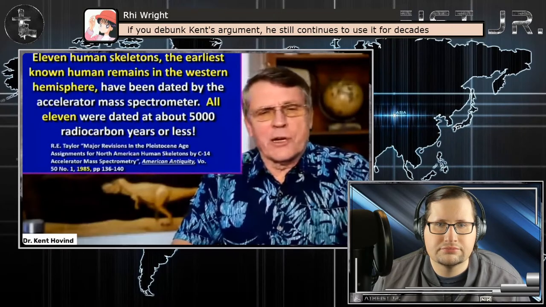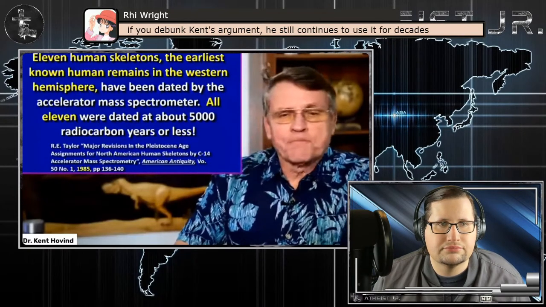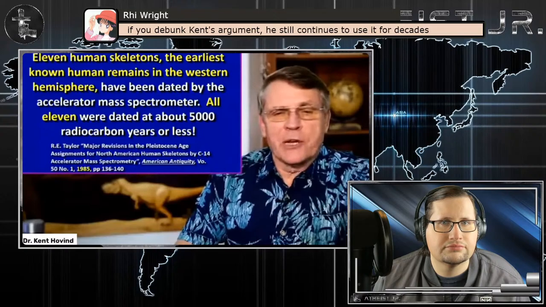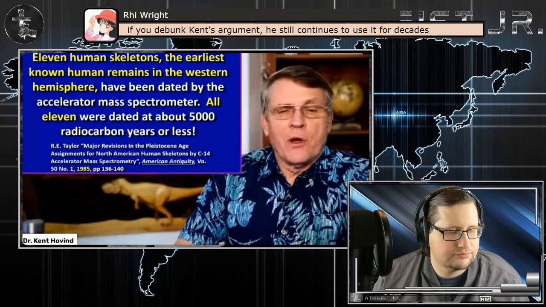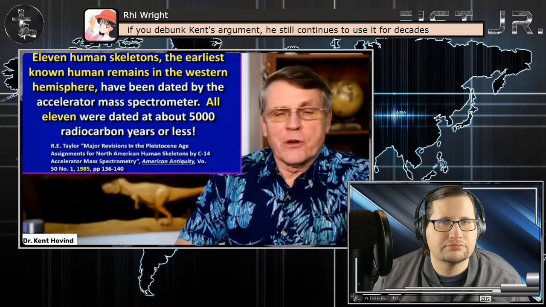11 human skeletons, the earliest known human remains in the Western Hemisphere, have been dated by accelerator mass spectrometer. All 11 were dated about 5,000 radiocarbon years or less.